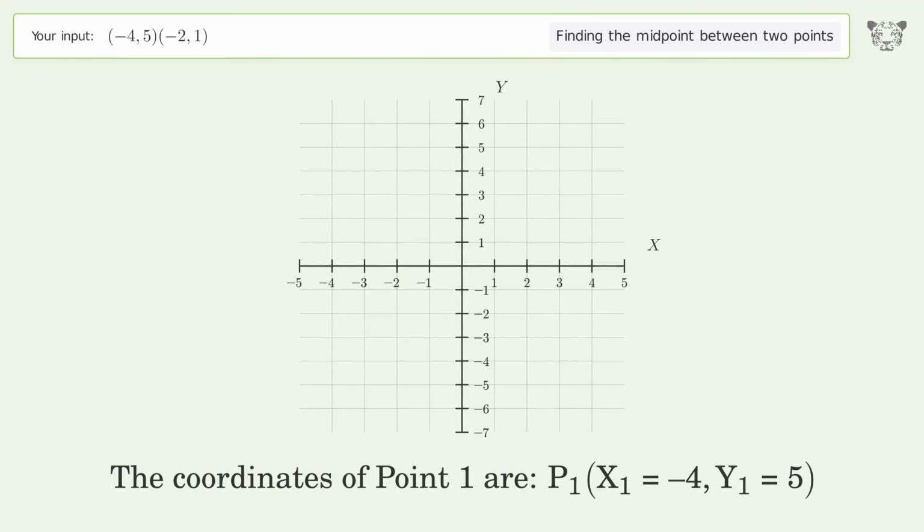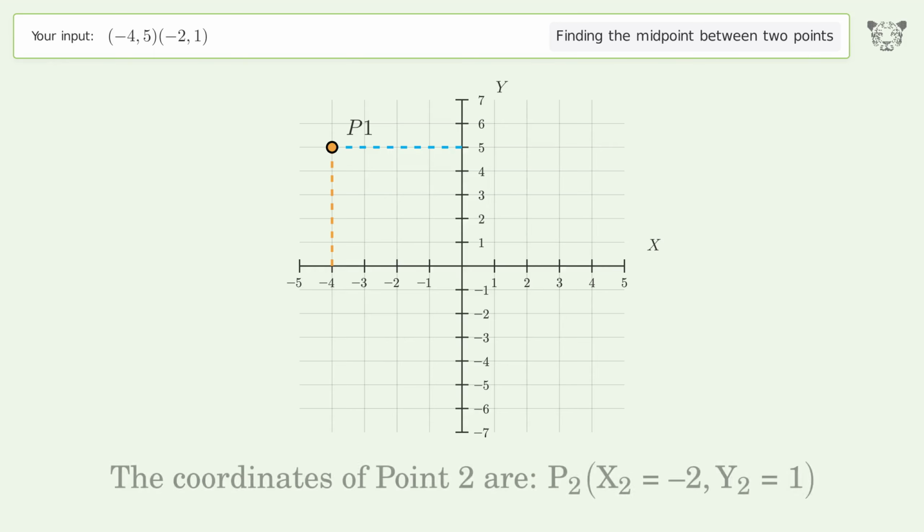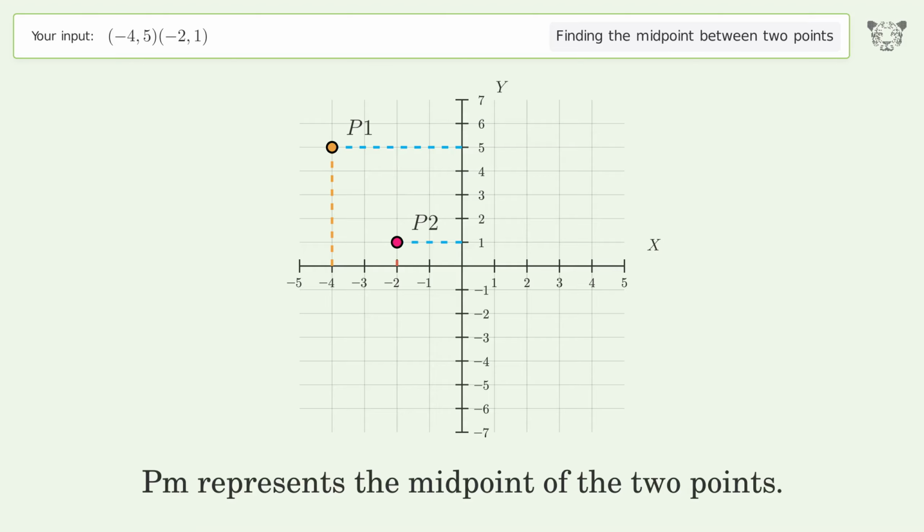The coordinates of point 1 are x1 equals -4, y1 equals 5. The coordinates of point 2 are x2 equals -2, y2 equals 1. PM represents the midpoint of the 2 points.